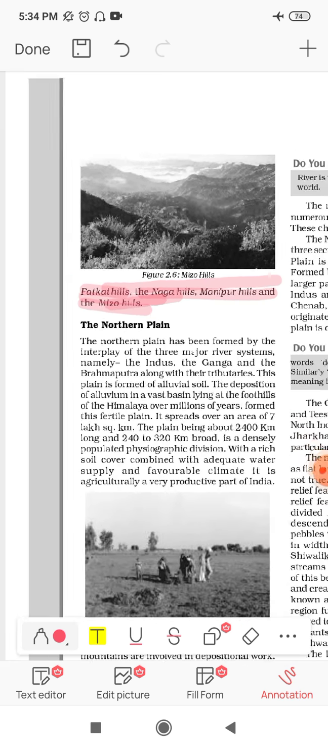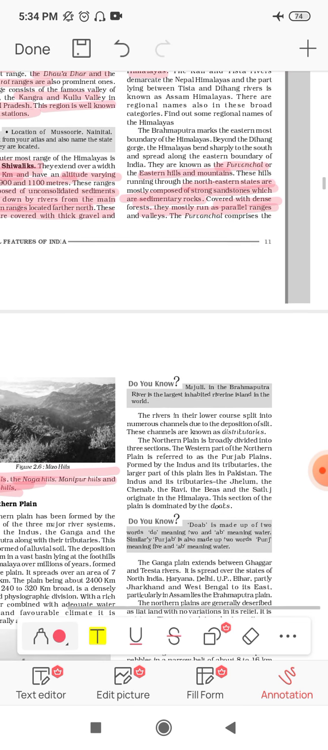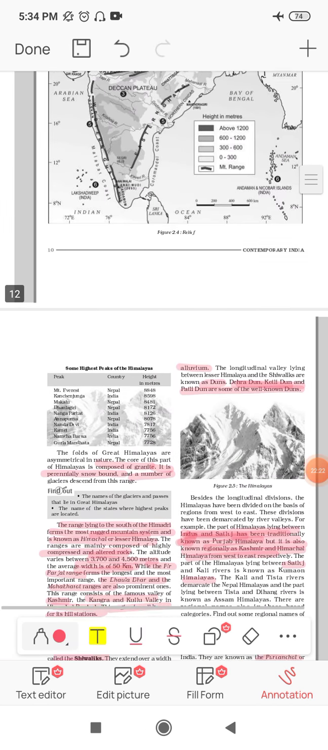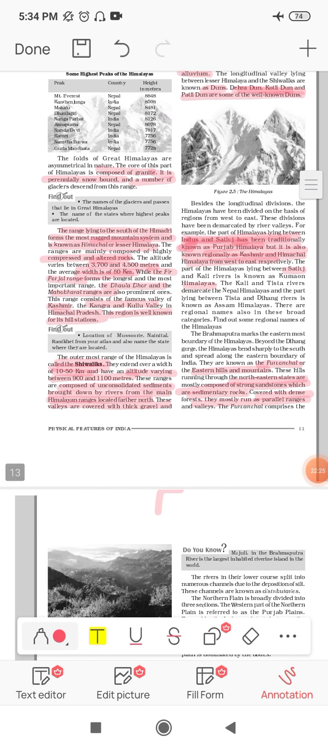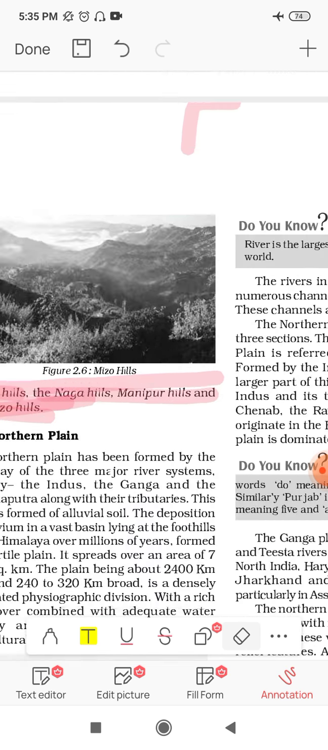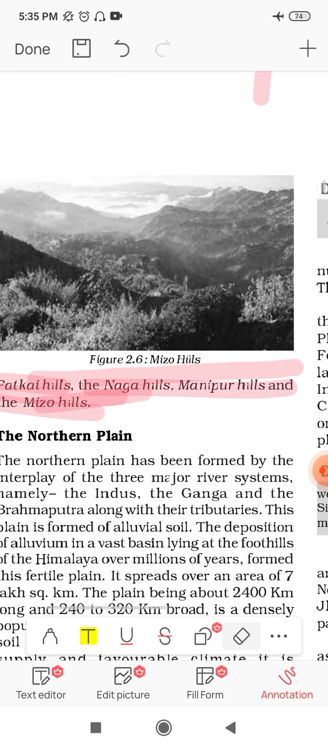So as you can see, the Brahmaputra river demarcates the extreme eastern boundary of India, which is part of Himalaya, and this part is known as Purvanchal. This area is covered mostly by the northeastern states. Here we have river valleys, hills, as well as dense forest. This area comprises some hills known as Patkai Hills, Naga Hills, Manipur Hills and Mizo Hills.